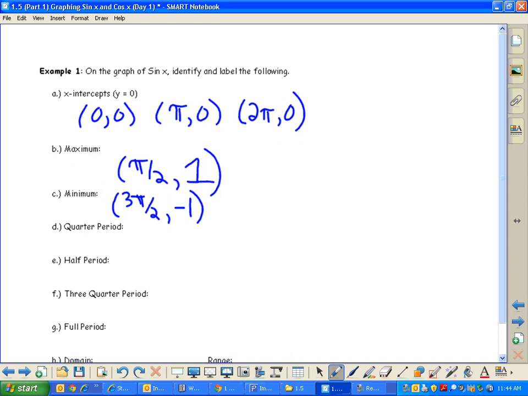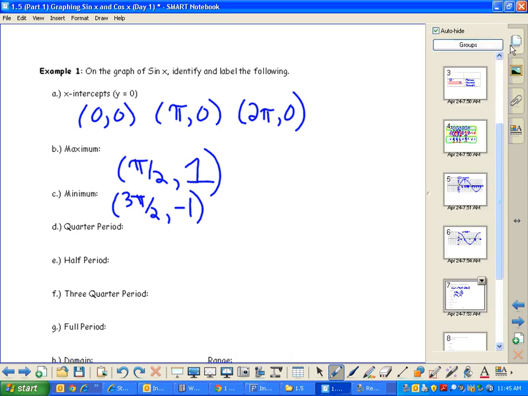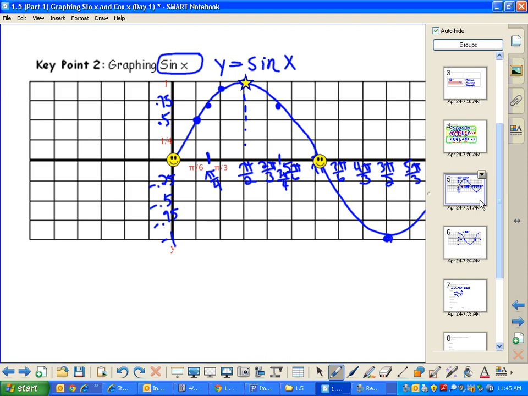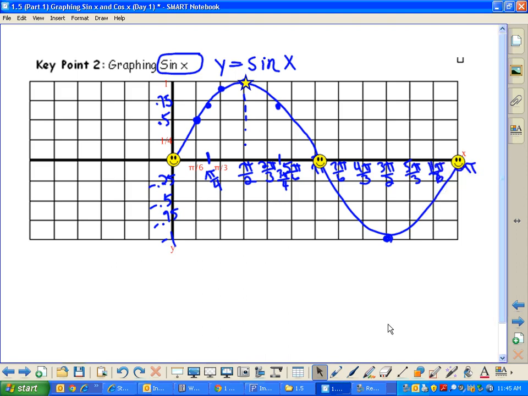So when we talk about the first quarter period, and we're going to go back and label these now on our graphs, we talk about ways of chunking this graph into 4 equal pieces. If I take this sine curve and I cut it into 4 equal pieces, 1/4 of the graph is from 0 to pi over 2.